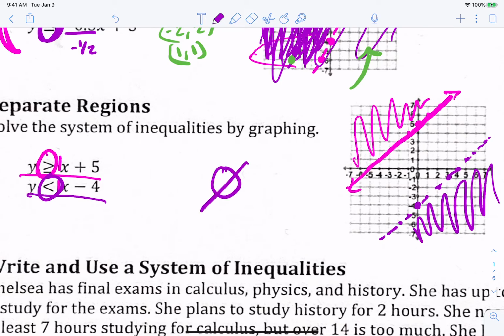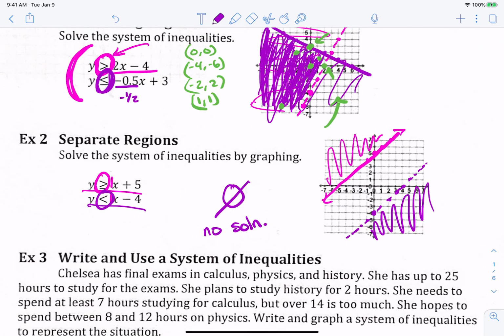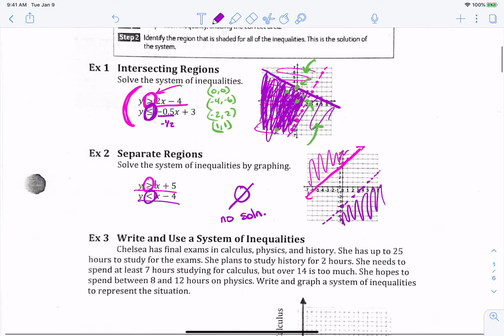So you can either do a circle with a line through it, or you can say no solution. There is not one point that lives in both regions, so there is nothing that works for both of these equations. Okay, so you might end up with something weird like that.